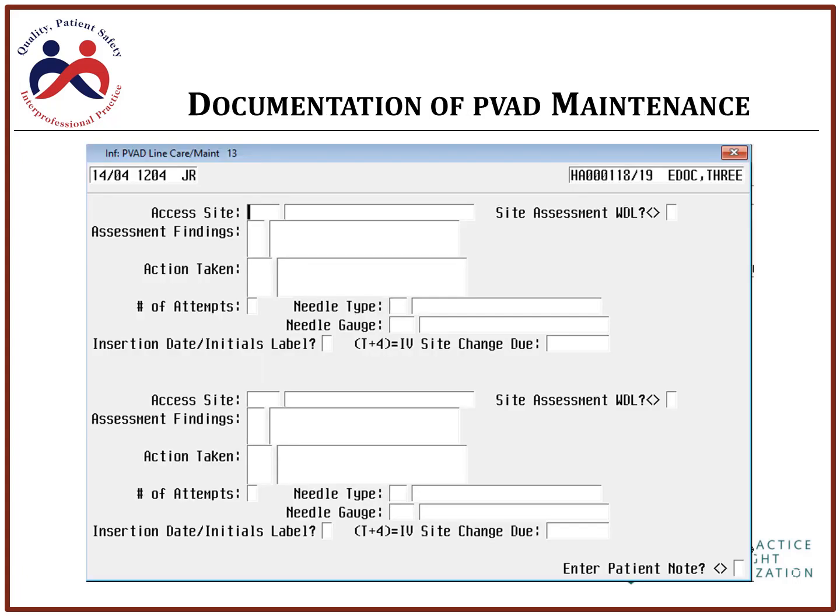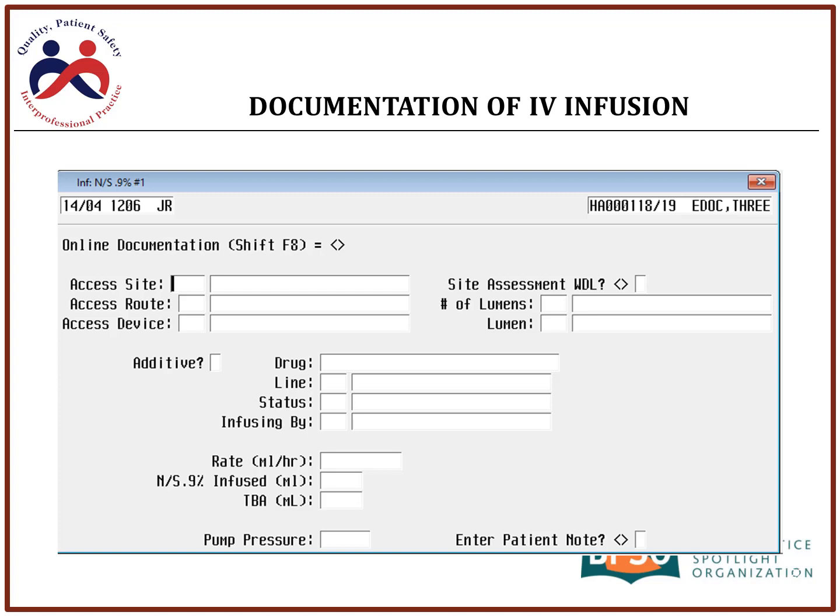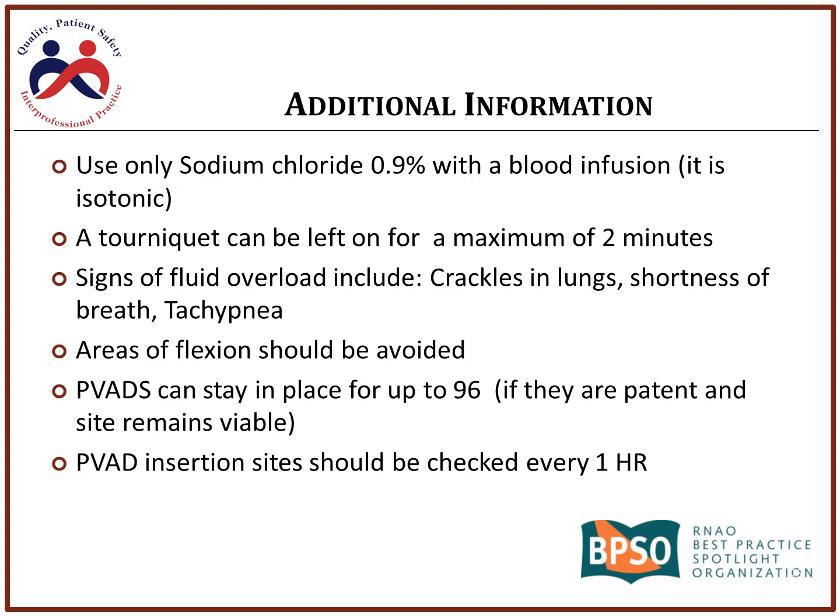Documentation, so here's a typical documentation screen that you would use for IV maintenance, and this will be part of your EDOC training too. This next screen is for if you're infusing something. So right now we have normal saline up here. It could be something else, but this is where you do the documentation of the infusion. Some little bit additional information. Use only normal saline, sodium chloride 0.9%, when you're doing a blood transfusion. It's the only thing that's isotonic that's compatible with blood.